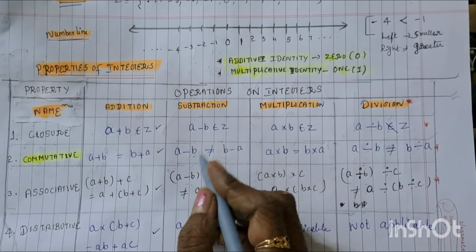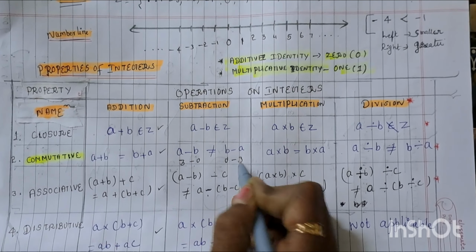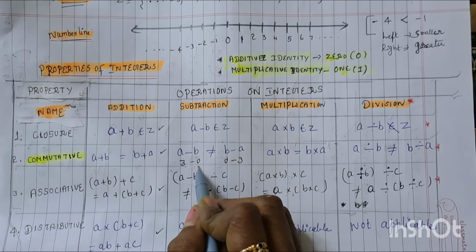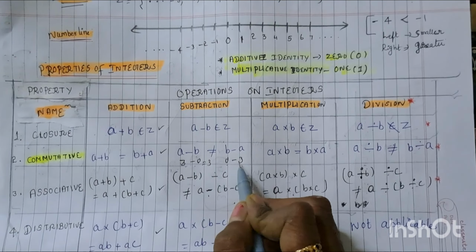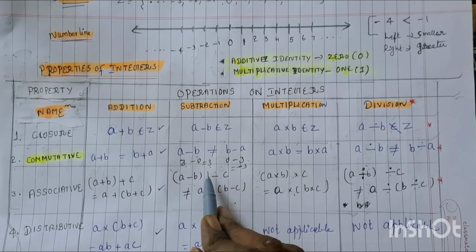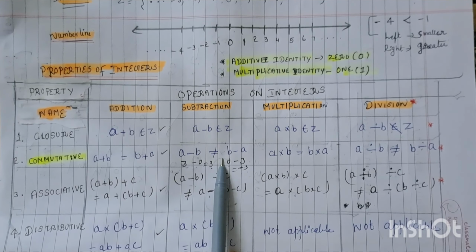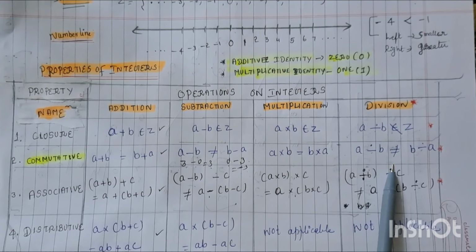Why? If I take 3 minus 0 and 0 minus 3. Here 3 minus 0 is 3 only. But 0 minus 3 is minus 3. So 3 is not equal to minus 3. So commutative is not satisfied for subtraction, and also not for division.